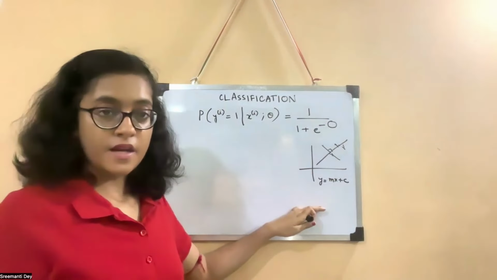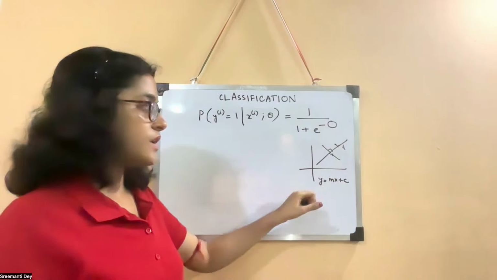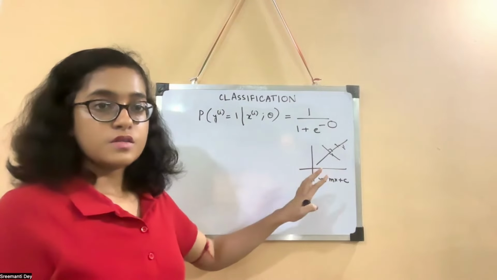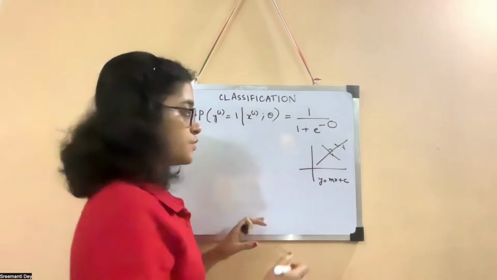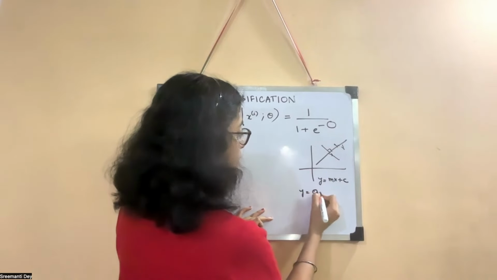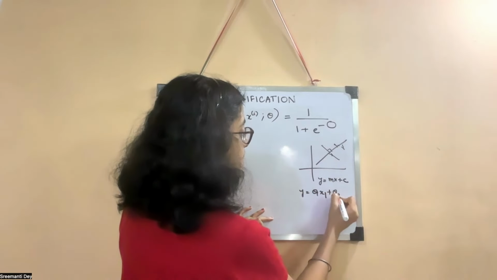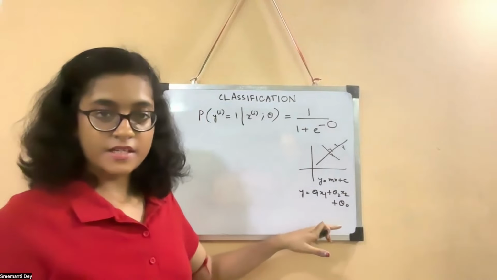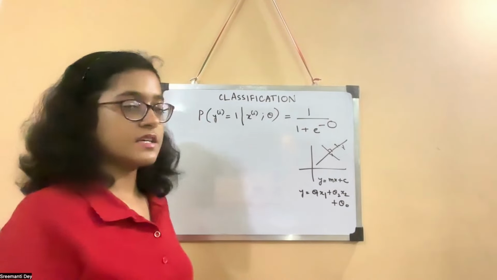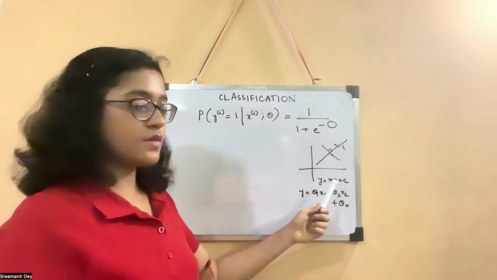But this is only when it has only one feature, which is x. So we have here two features. So then what are we going to do? This is going to be y equal to theta 1 x1 plus theta 2 x2 plus theta 0. So we have x1 and x2 as I showed earlier in our data set. And so we will use this equation.